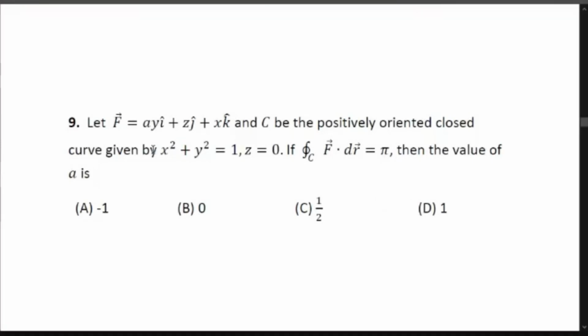Next question is, let F be the vector field AYI plus ZJ plus XK and C be the positively oriented closed curve given by x square plus y square is equal to 1 and Z equal to 0. If the line integral F dot dr over C is equal to pi, then the value of A is. Again, you've got a question in line integral. So first thing you have to do is parameterize the curve. Then convert everything into the parametric form. Then you just find out f dot dr and integrate.